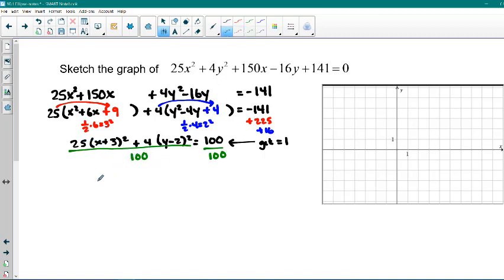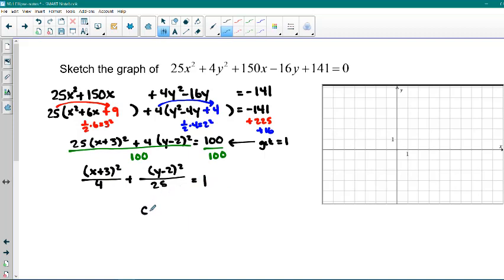25 goes into 100 4 times. So we have x plus 3 quantity squared divided by 4. 4 goes into 100 25 times, and that leaves us with y minus 2 quantity squared. And of course 100 divided by 100 is 1. Now this is standard form.